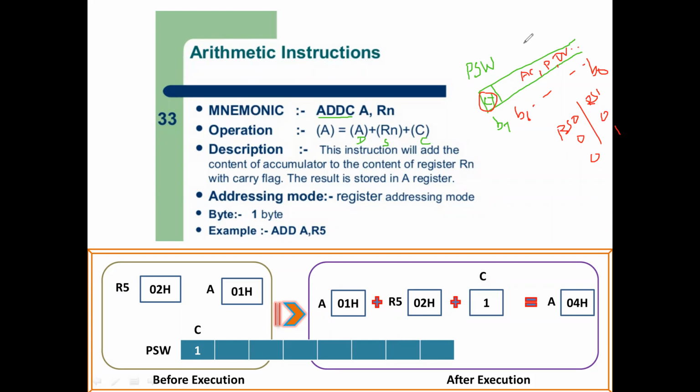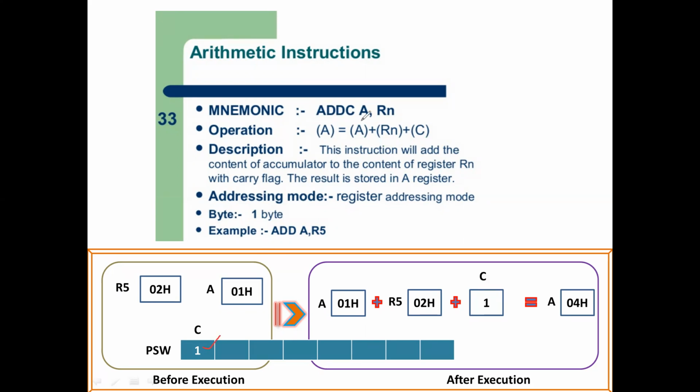Okay. Let me take the carry as 1 by default. Before this instruction executes, if the carry is 1, then the data in the accumulator, plus any one of the registers which you mentioned, plus the carry, these three values will be added. For example, we have taken R5. The content of R5 is 02, the accumulator value is 01, the carry is 1. If I add everything, what is the value? You will get 4, right?